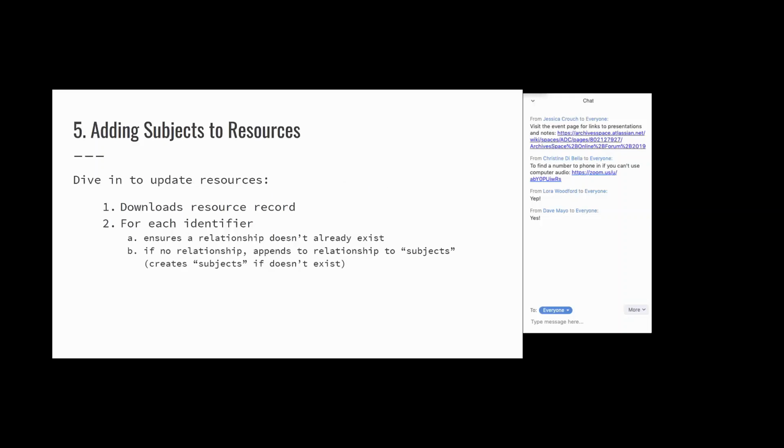So a quick look into update resources. Essentially, that script downloads the resource record, opens the resource record, and it says, okay, for each subject identifier, and I'll clarify that when I update this PDF. I mentioned I finished it today. For each subject identifier, it ensures that a relationship doesn't already exist in the subjects subsection.